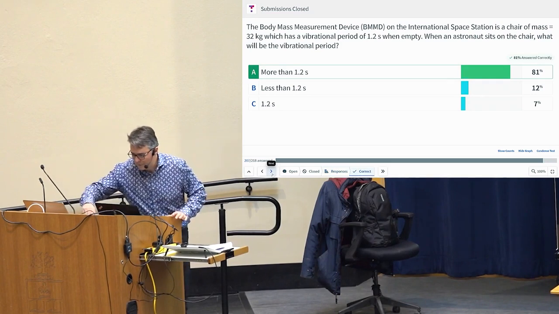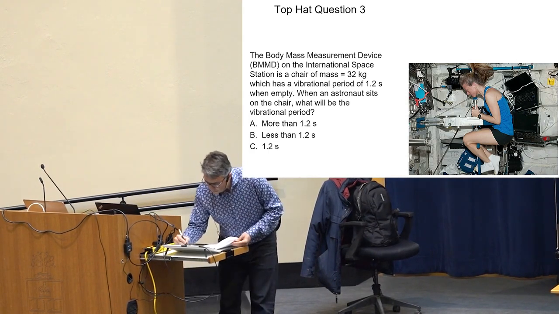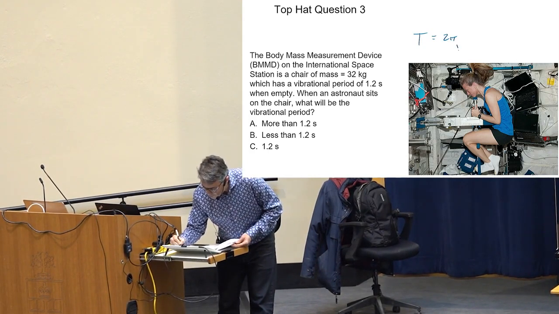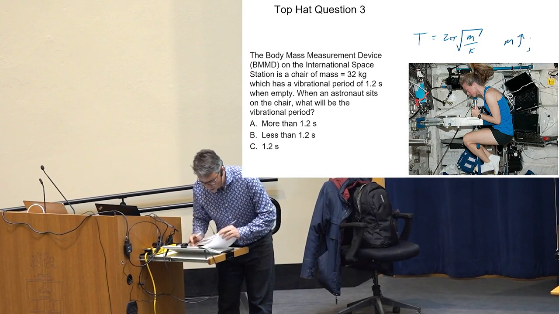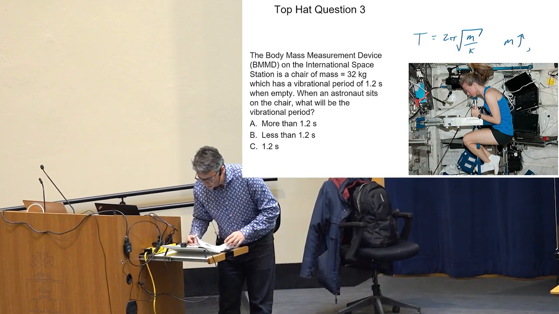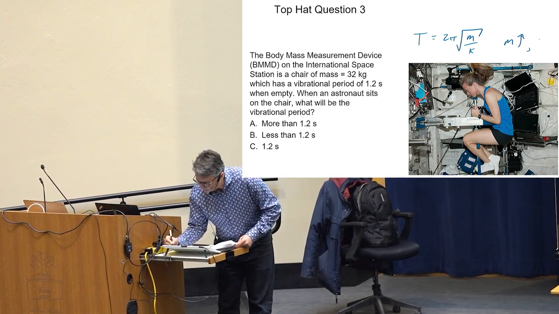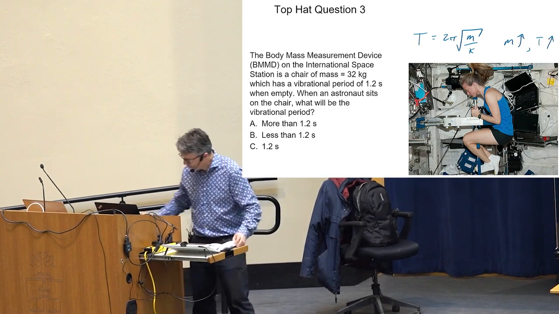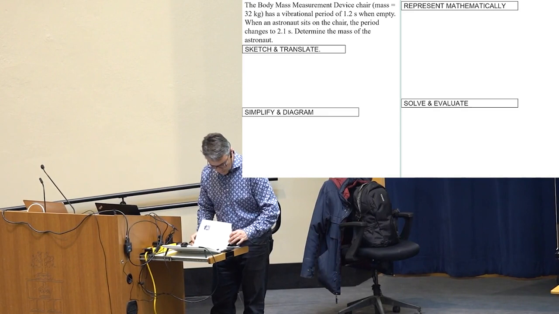Basic idea there is just that, remember that period is equal to 2 pi times the square root of m over k. So if m goes up, then, is that right? m goes up, then the period goes up. Okay, good.